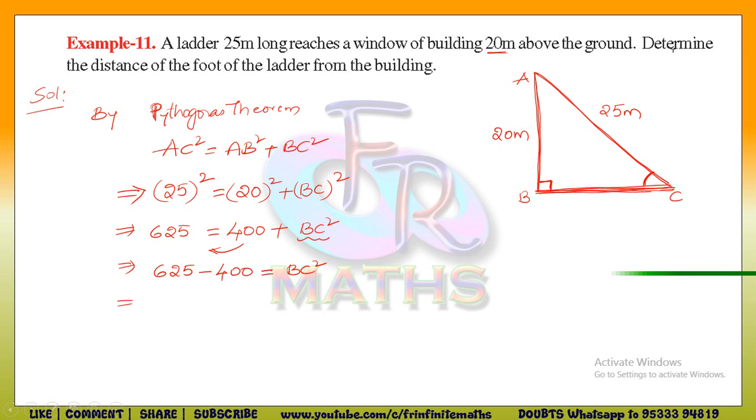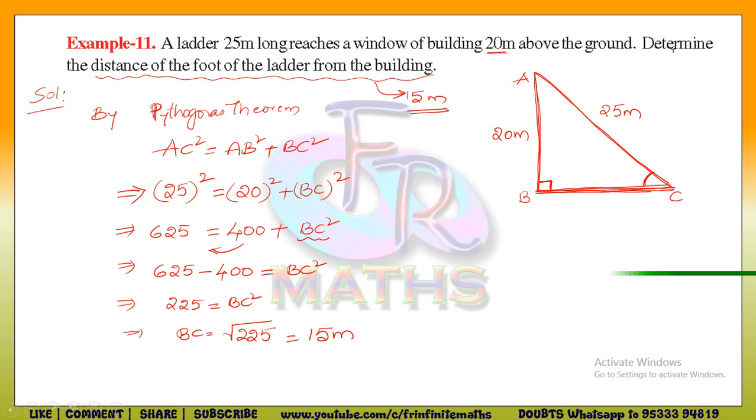When I transpose plus 400 to the left hand side, it becomes minus 400, which is equal to BC square. So 625 minus 400 is nothing but 225, equal to BC square. From this, BC is equal to square root of 225, which is nothing but 15 meters. So from this what I can say, the distance of the foot of the ladder from the building is 15 meters, right?